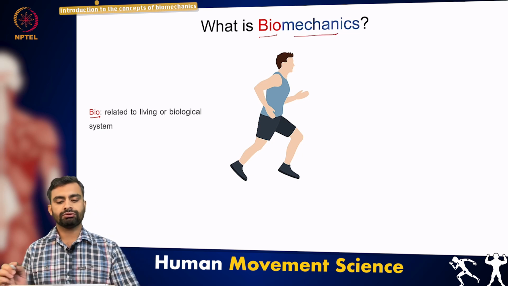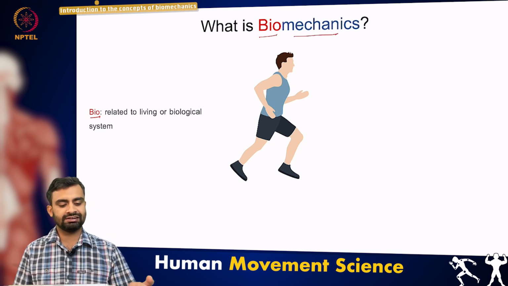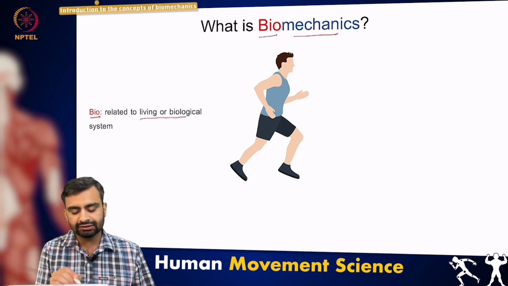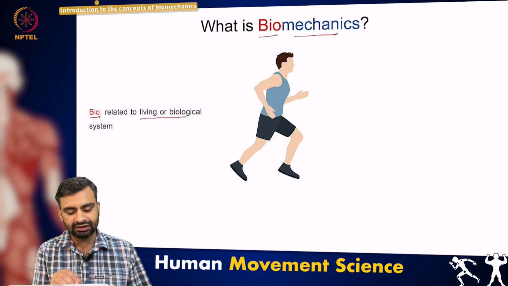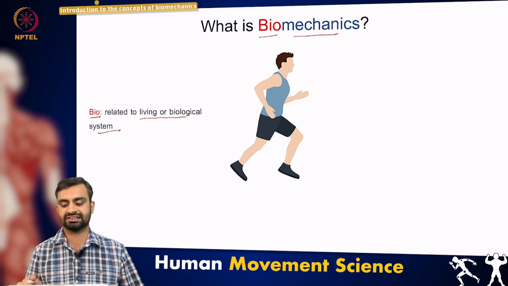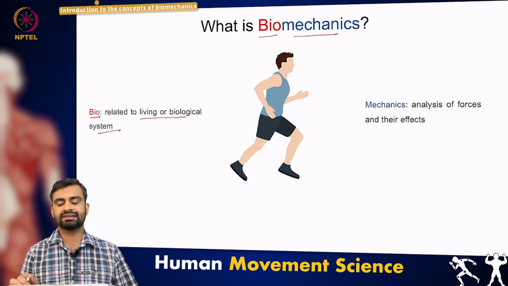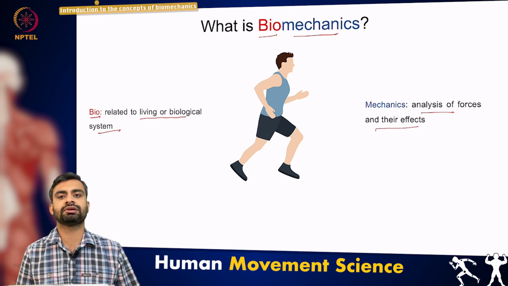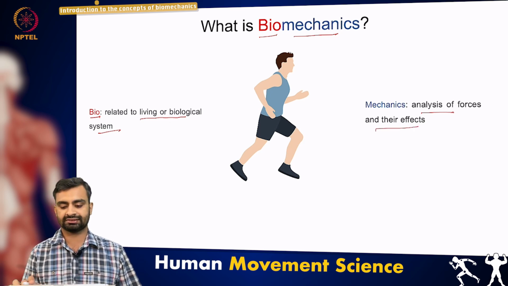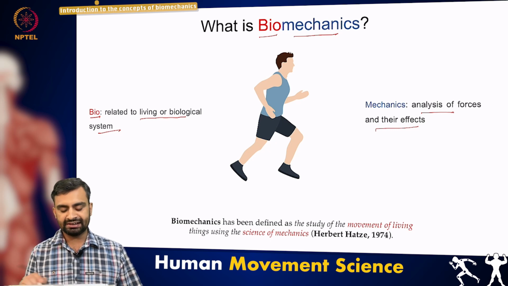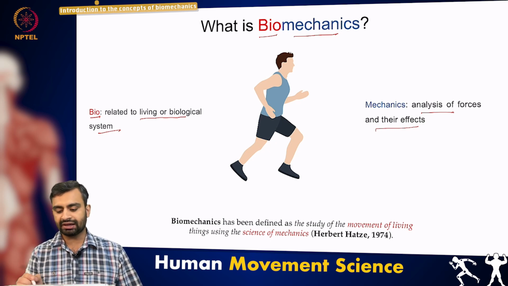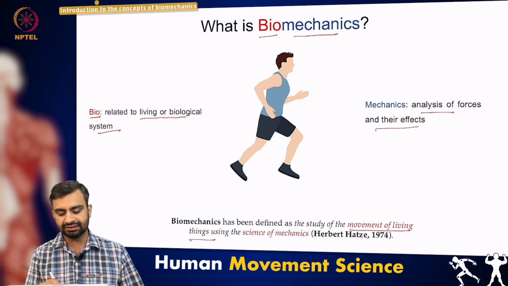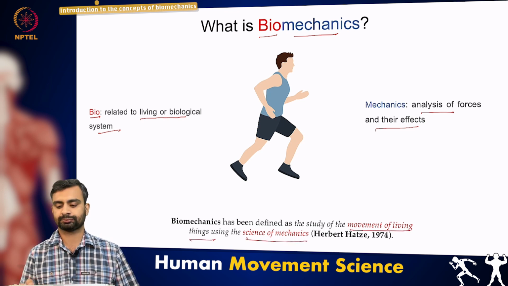As the name itself indicates, it is made up of two words which include bio and mechanics. From the word itself, when the word bio comes, our mind works in a way like it is something related to a living or biological system. Whereas mechanics is the analysis of forces and their effects using the principles of physics and mathematics. So Herbert Hatze in 1974 defined biomechanics as a study of movement of living things using the science of mechanics.